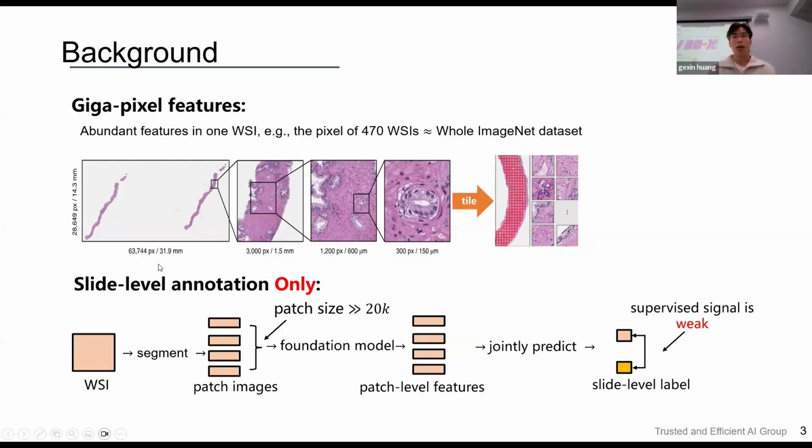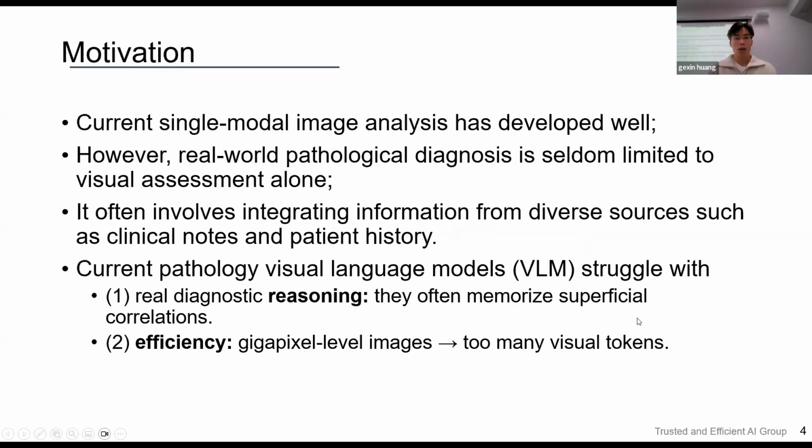After that, we usually only have the corresponding slide-level annotation. So we feed these patch images into foundation models and encode the corresponding patch-level features. After that, we have to jointly utilize such enormous patch-level features to predict slide-level labels. So the weak supervised signal is very weak. This is the current single-modal image analysis for the whole slide image.